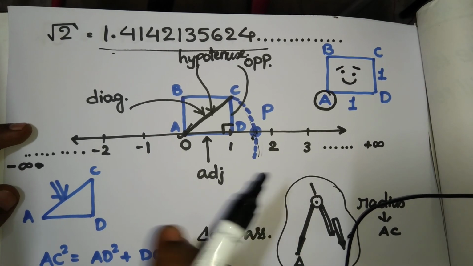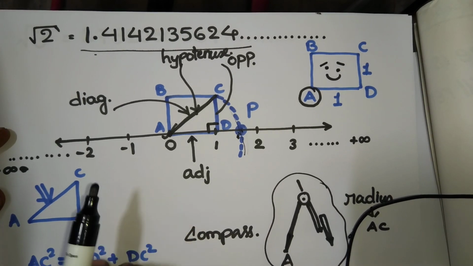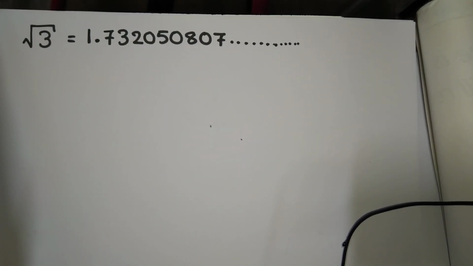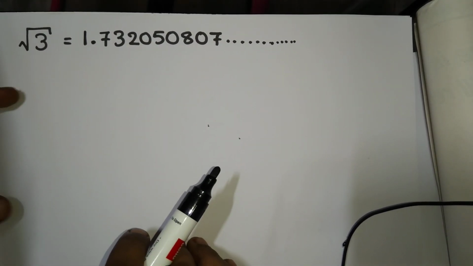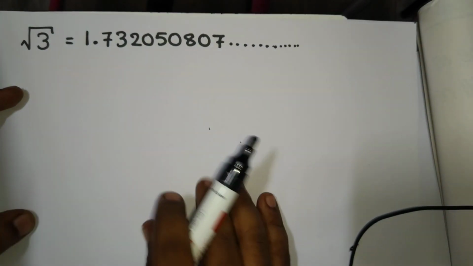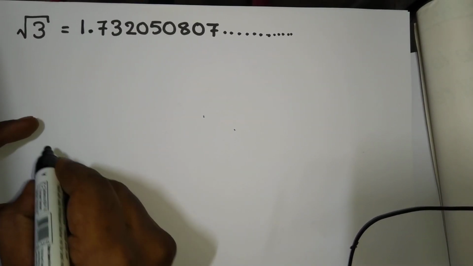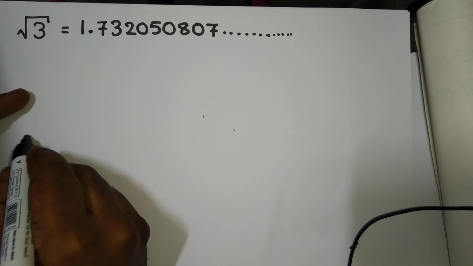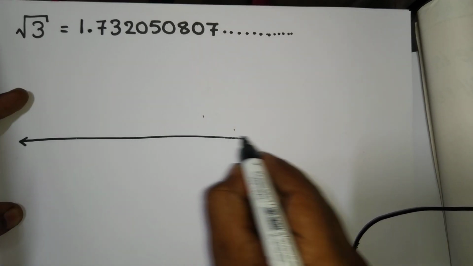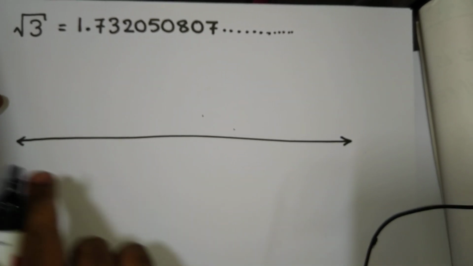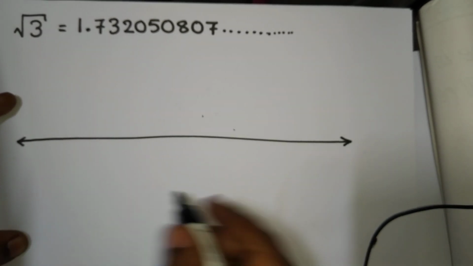Now we have to venture into finding the square root of 3. We have to show this square root of 3 accurately on the same number line. Let's redraw the number line. So successfully I managed drawing a straight line somehow.